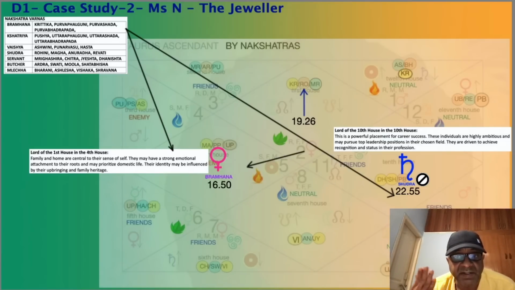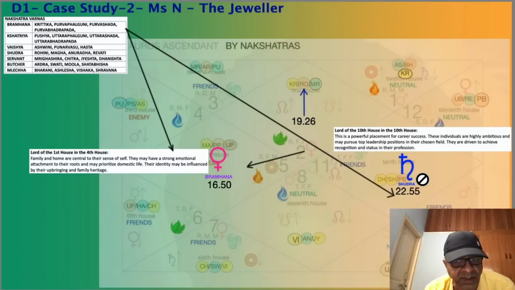The lord of the 10th is in the 10th house. This is a powerful placement for career. These individuals are highly ambitious. She is, right? And she wants her business to prosper. That's the reason she came to me for consultation regarding some aspects of the business. Let me just put it that way without revealing much. So Saturn, Shudra planet, is in Purva Bhadrapada Nakshatra at 22.55 degrees.